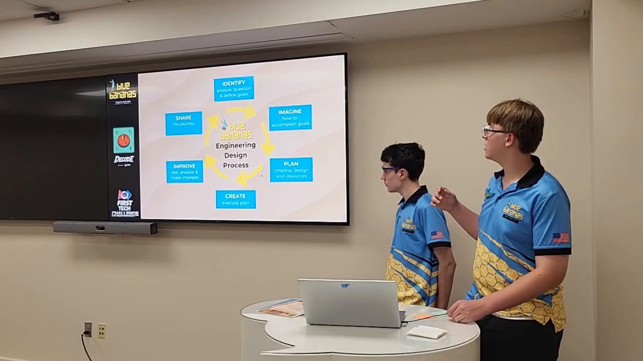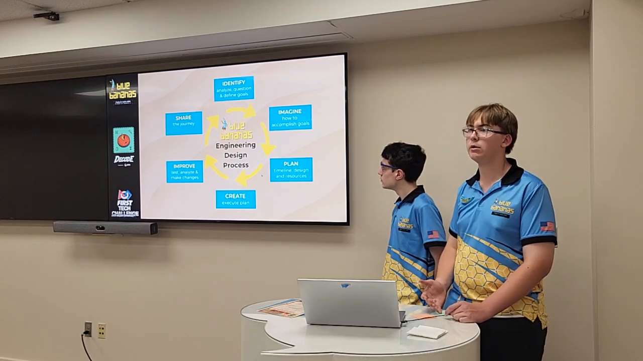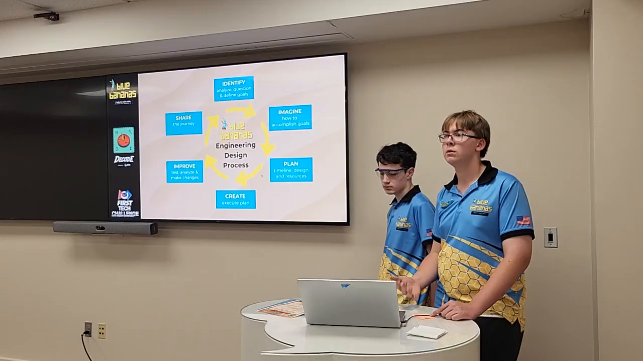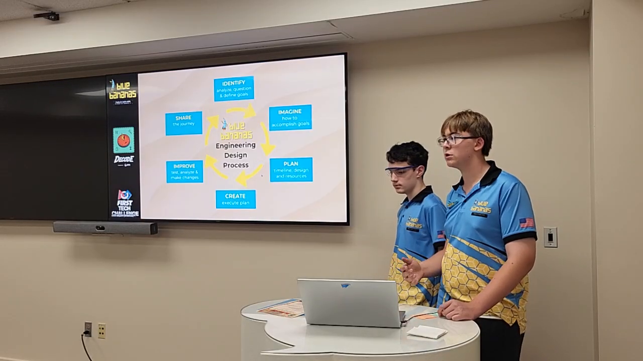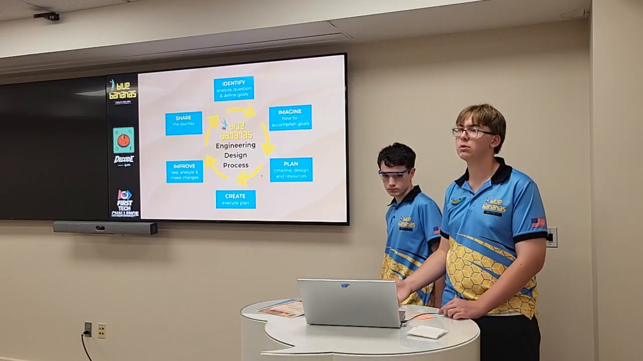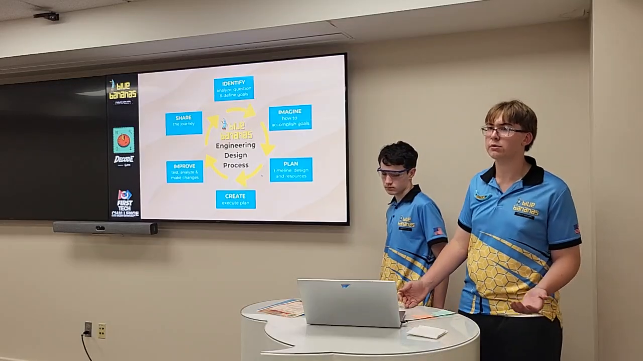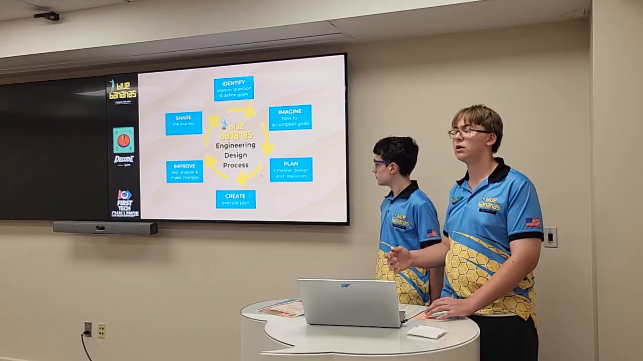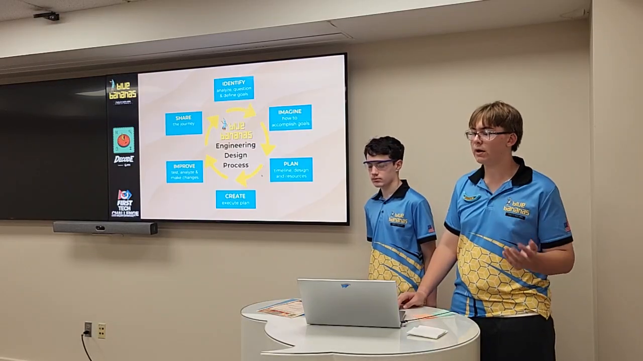Then you also for create, once you have that robot, you can compete with that robot. And once you have that first competition, that's when improve starts to kick in, because then you can go, hey, this part of our robot didn't work as well as we thought it would, or this worked amazing, we need to keep this on a robot. So you use that improve state after your events to make sure you can do better in the next event.